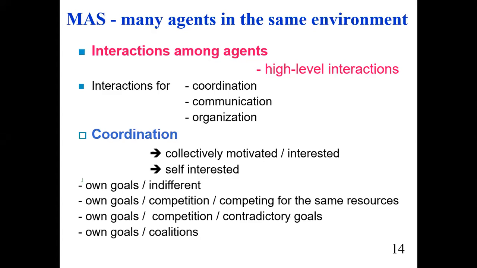So it's either own goals or indifferent. Own goals means they have their own goals or different goals. It may be competition, competing for the same resources, or contradictory goals, or coalition. So you can see in coordination they have different motives, depending on the agent's objective, I mean, depending on their own goals. Either they want to achieve something, or one agent wants to achieve a different thing, or maybe all the agents want to get the same resources. Yeah?